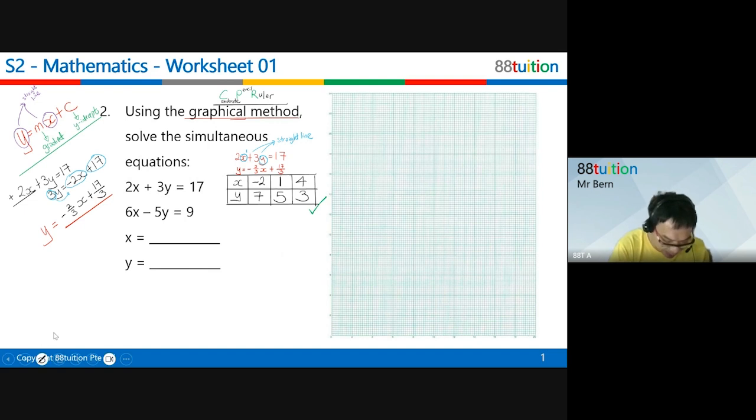Next is this one. 6x minus 5y equal to 9. But if you put it like that, it's very hard to put into your calculator. It's very difficult to put in your calculator. So my advice to you is to try to make it into the format of y equal to mx plus c. All right, make the y on the left.